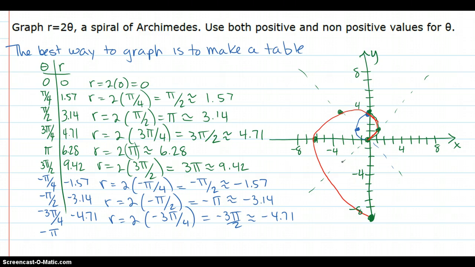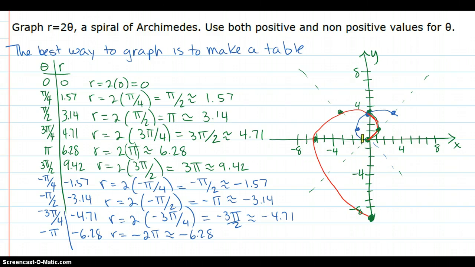We need a negative 4, so we're going to go this way. 1, 2, 3, 4 would be this way, so it's a negative 4. It would be symmetrical with that point. And finally, 2 times negative pi, which is negative 2 pi, which is approximately negative 6.28, is what goes there.